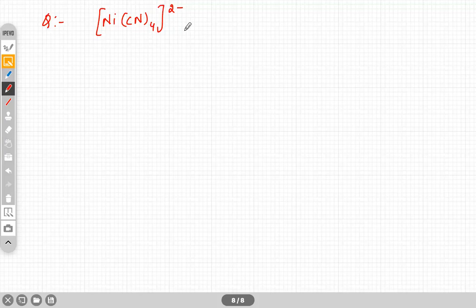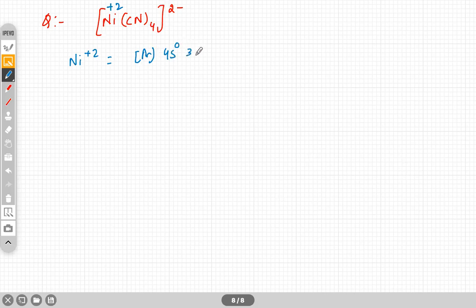Is it dsp2 you are getting? Yeah, it is dsp2. It's not sp3. Yes, because here the oxidation state is +2. So whatever you have done in the previous case is applicable here, right? If I write down the electronic configuration of Ni2+, it is argon 4s0 and 3d8. The orbital diagram is this.